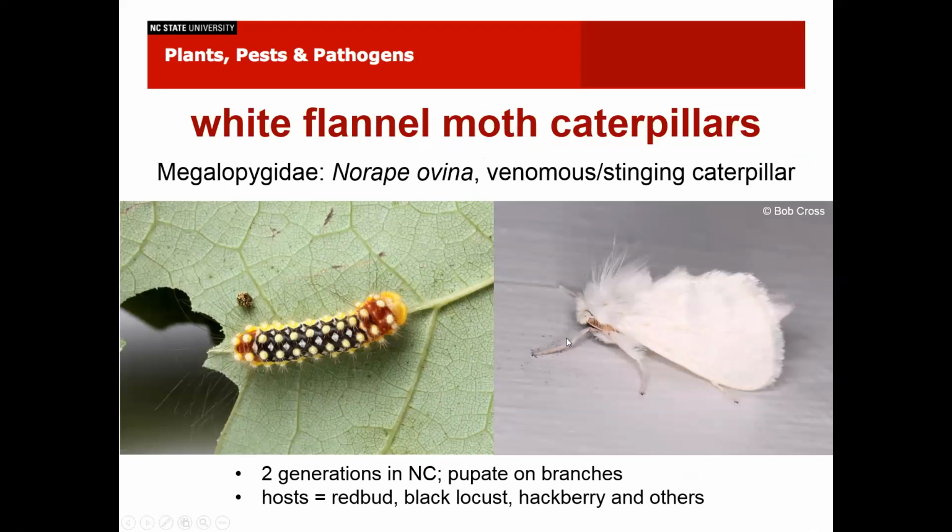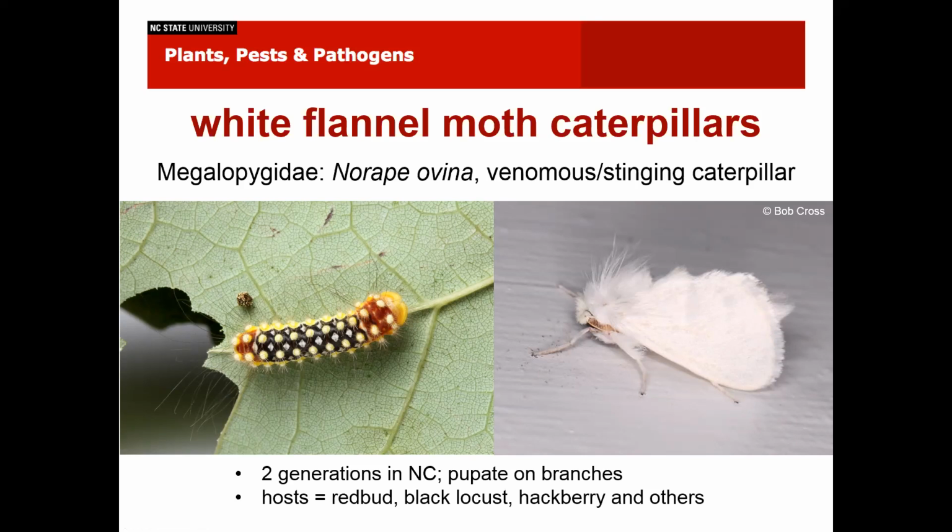This is what the adult looks like. It's a very pretty little white moth. Very, very noticeable, but again, care should be taken when working in plants that have these, as they do sting, and can cause a blistering red welt for a little bit. There are 2 generations in North Carolina, and they pupate on the branches where they overwinter. And the hosts include things like redbud, black locust, hackberry, and other deciduous trees.